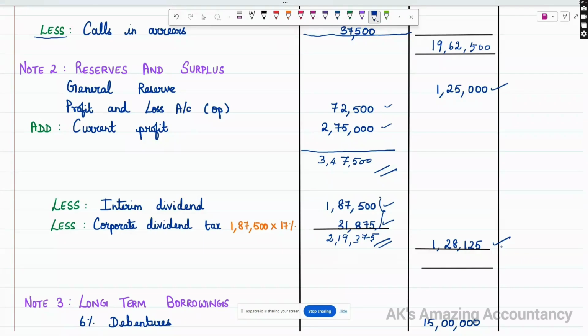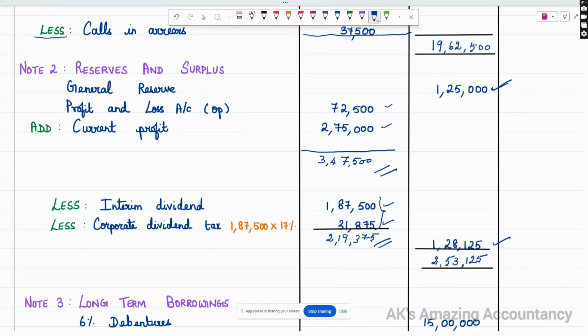Now, what will be the total of note 2? The total of note 2 will be 1,25,000 plus 1,28,125. So let us see what will be the total. 2,53,125.